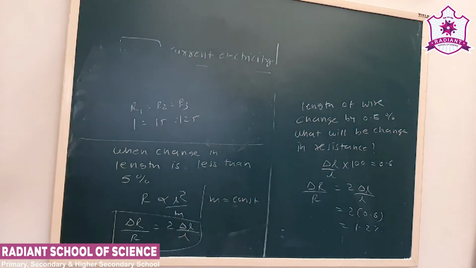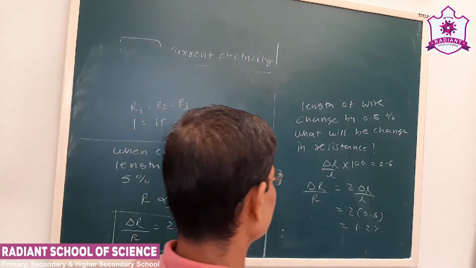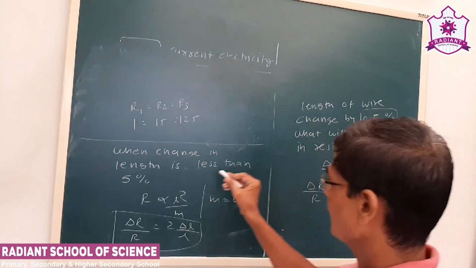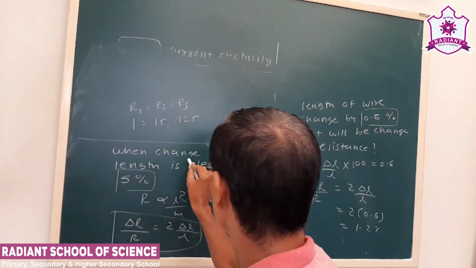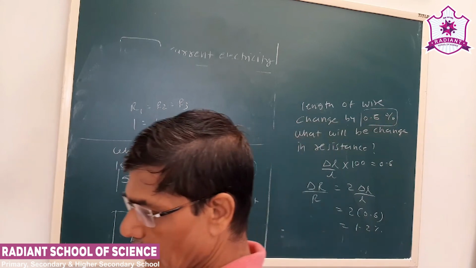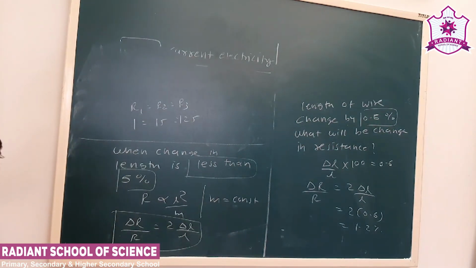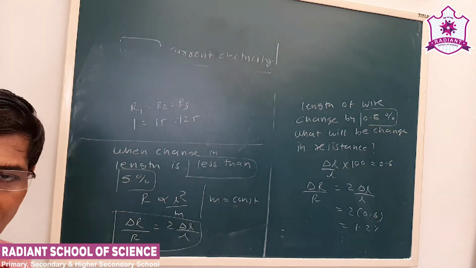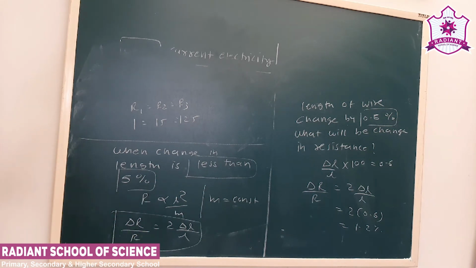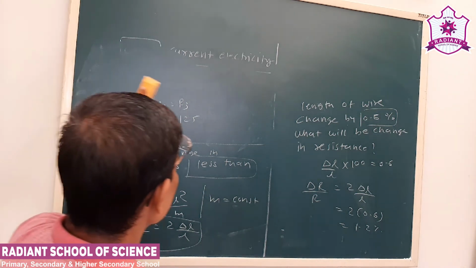Remember, this method is valid only when the change in length is less than 5%. Okay, so this is a thumb rule we have to follow. This we obtain by using the formula we saw just now. Okay, now see our next MCQ.